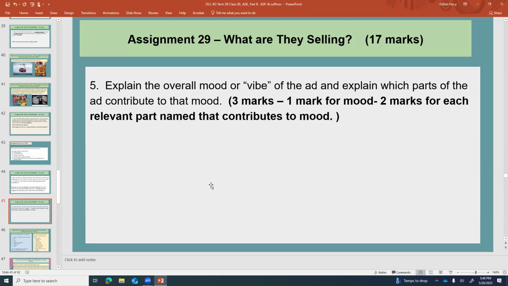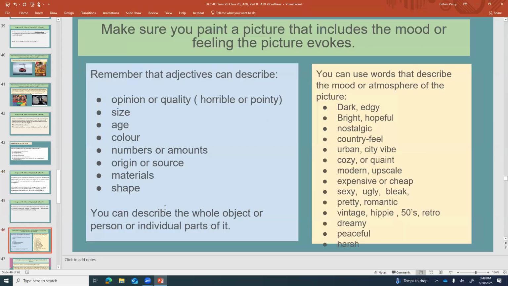5, what's the overall mood or vibe or atmosphere of the ad? Give me a word for that, and then a couple marks explaining for which parts of the ad contribute to that mood. Okay, so adjectives, yeah, can talk about opinion, size, age, color, numbers, origin, materials, or shape. Atmosphere could be things like dark and edgy, bright and hopeful, nostalgic, country, urban, cozy, modern, expensive, sexy, ugly, pretty, romantic, vintage, hippie, 50s. There's all sorts of words you can use for atmosphere, okay?